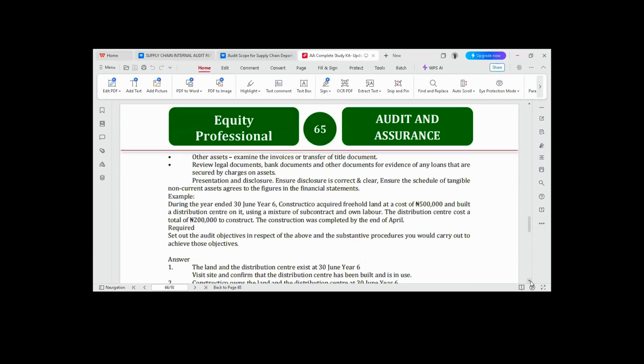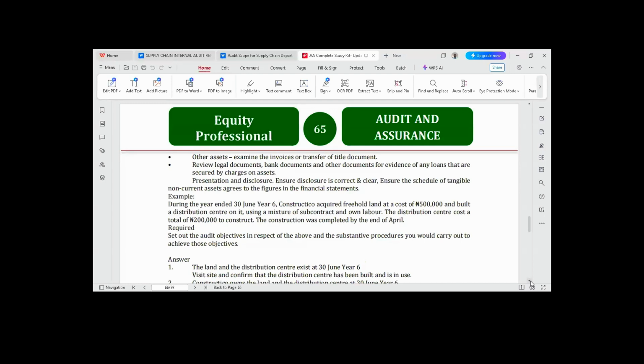Then other assets, you might need to look at their invoices. Review legal documents, bank documents, and other documents for evidence of any loans that are secured by charge on assets. That is, they have pledged assets. They have used assets as collateral.